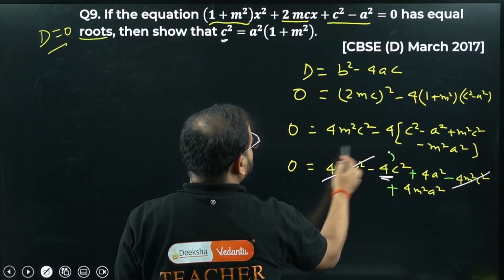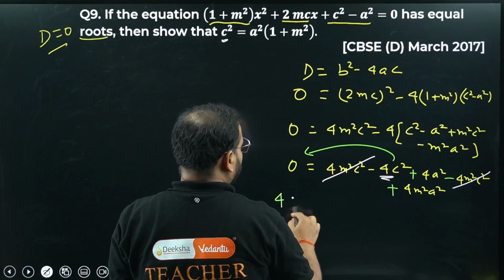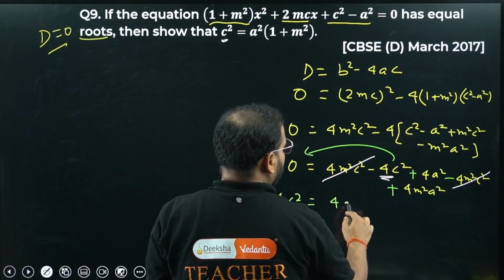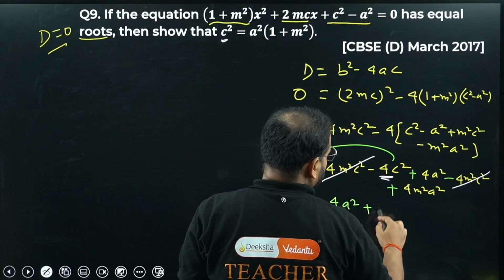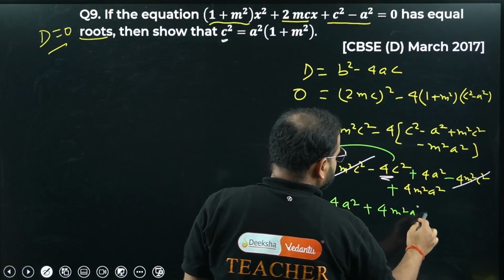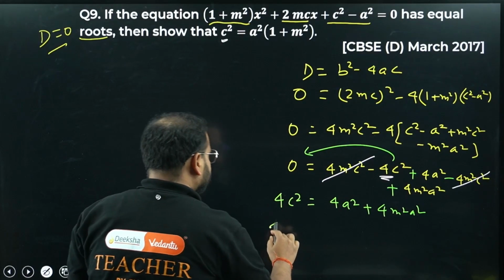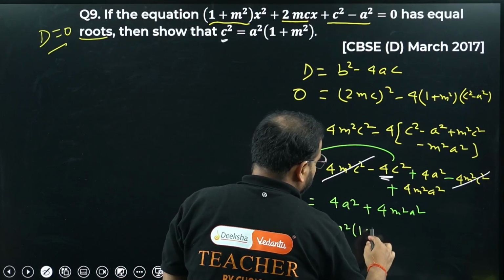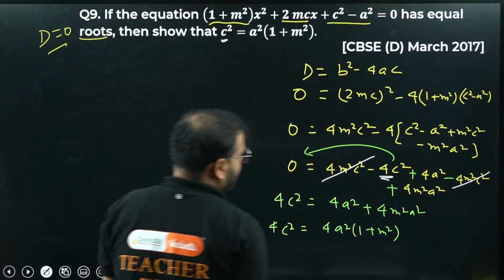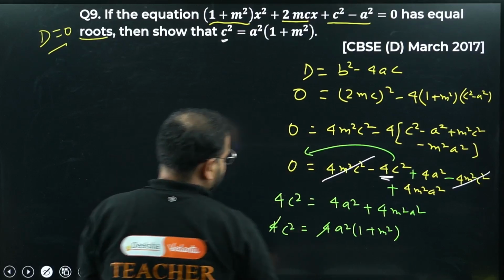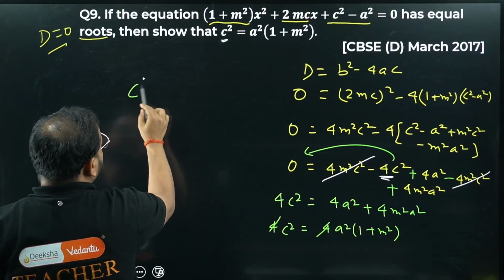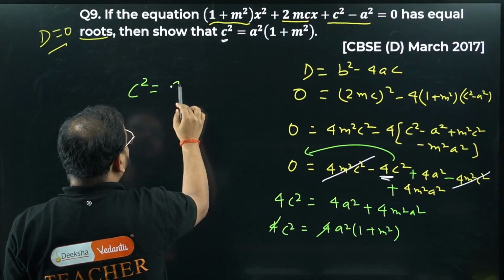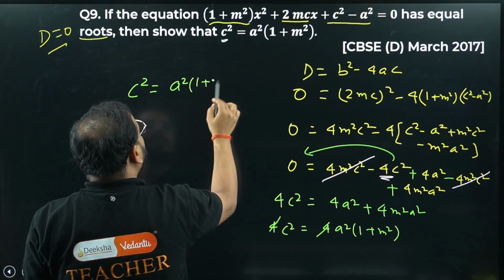Now bring this 4c square on this side. I'm going to get what? 4c square equals to 4a square plus 4m square a square. Take common, sir. I have 4a square common. I get what? 1 plus m square. Cancel 4 and 4. What I'm getting, sir? I'm getting c square equals to a square times of 1 plus m square.